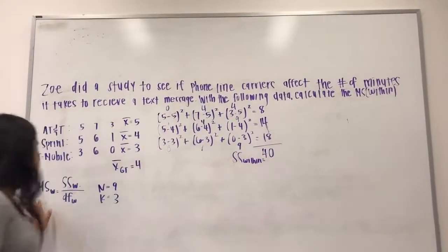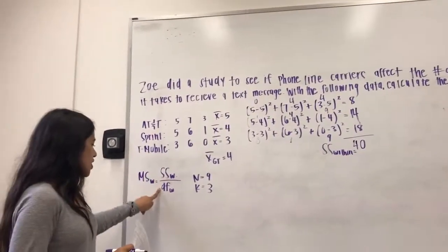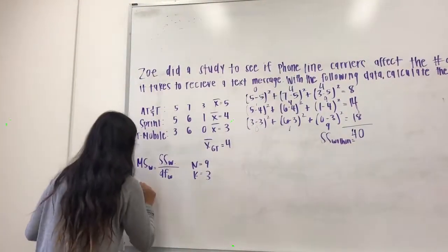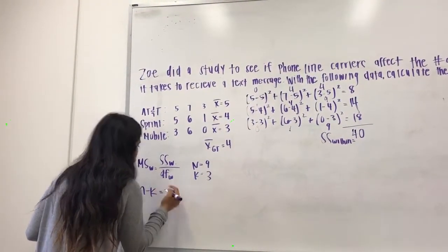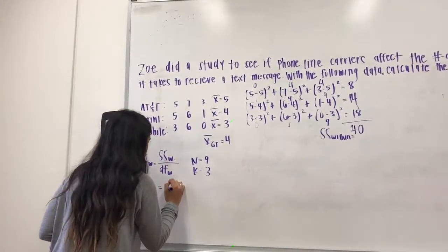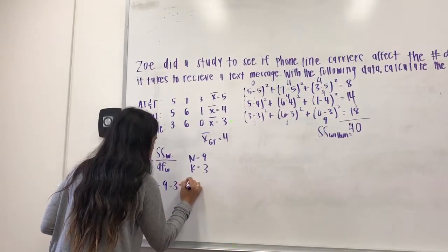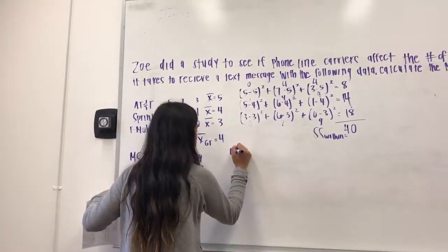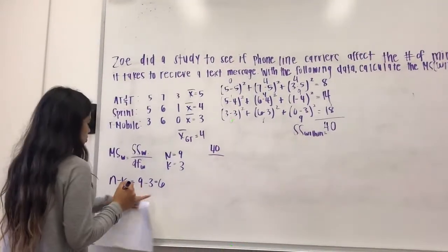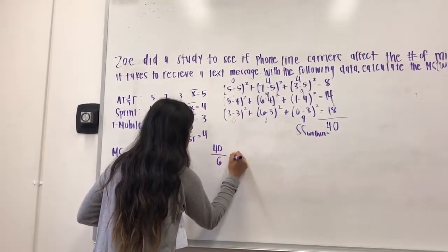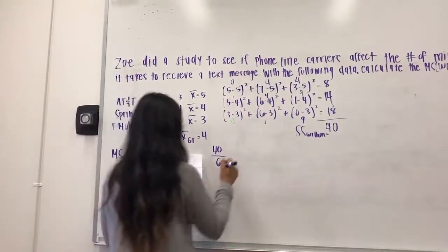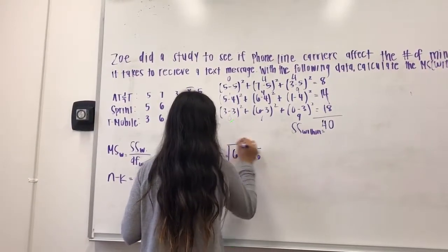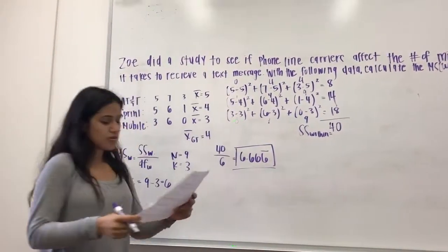So here we have the formula to find the MS within. It's SS within divided by degrees of freedom within. To find degrees of freedom within, we do n minus k, which we have, so it'd be 9 minus 3 equals 6. So now we just plug into the formula. We have our SS within, which is 40, divided by our DF within, which is 6, and that equals 6.666. And that's how you find the MS within.